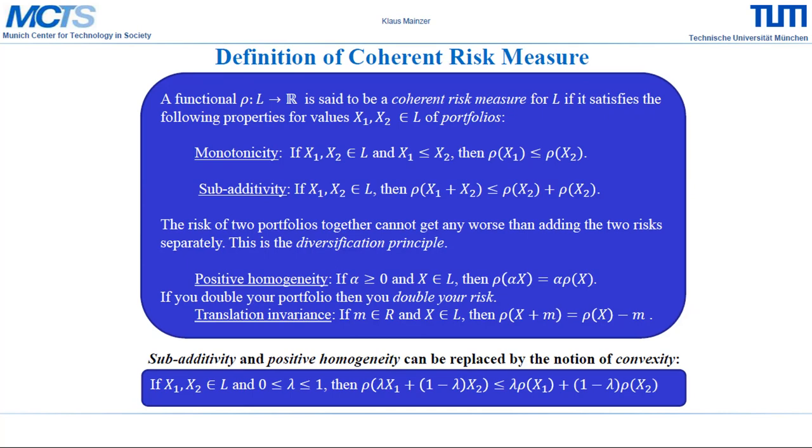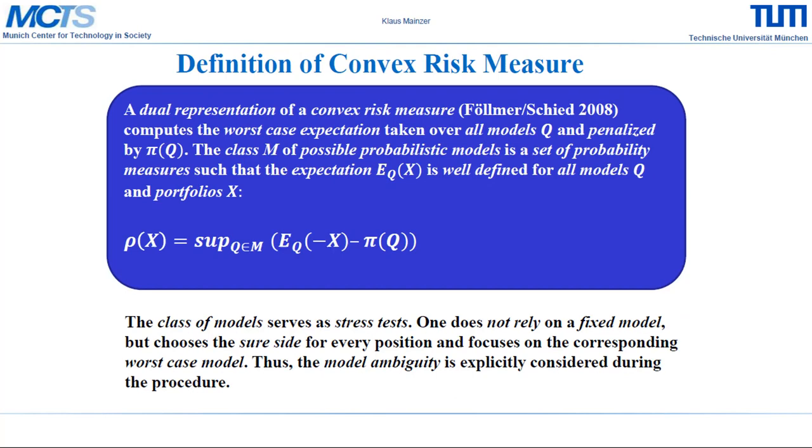Here are the formal definitions of subadditivity. It means intuitively that the risk of two portfolios together cannot get worse than adding the two risks separately. And this means the diversification principle. And here is positive homogeneity. It only means if you double your portfolio, then you double your risk. And subadditivity and positive homogeneity can be replaced by the notion of convexity. So the target is to find convex risk measures.